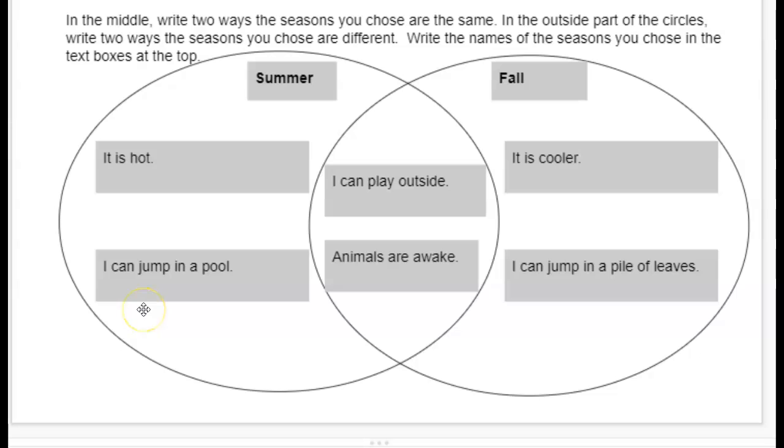And then I also said in the summer I can jump in a pool, and in the fall I can jump in a pile of leaves. And notice that the first one is talking about the temperature, and then the second is talking about things I can jump into. So I can jump into things in both seasons. All right, so let's go back.